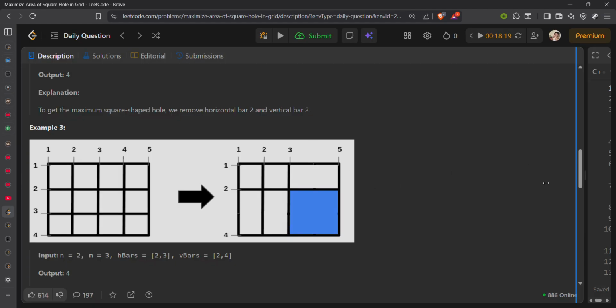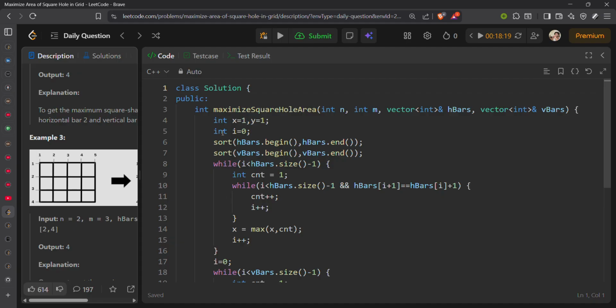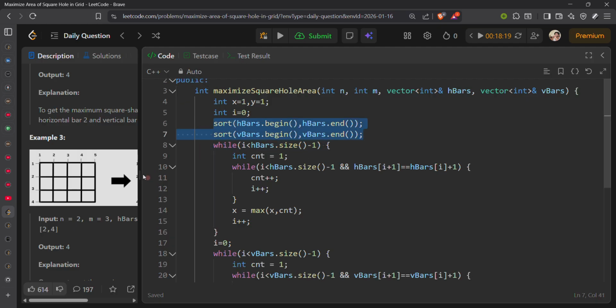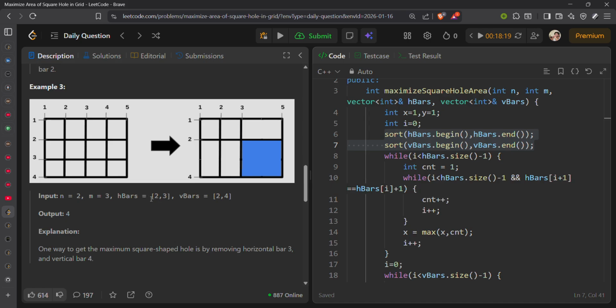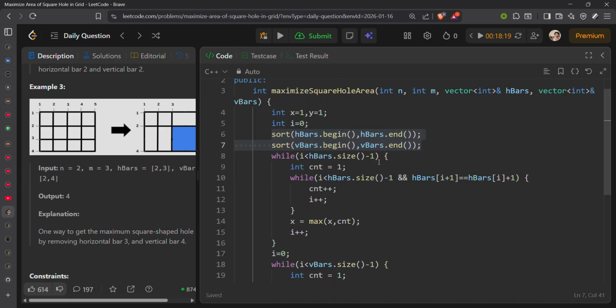Let me show you the code for this. We take int x equals 1, y equals 1, and we have an iterator. Also, I forgot to mention, we have to sort both the bars, because what if instead of 2, 3, it is, let's assume, 2, 4, and then 3. In this order, they are not consecutive, but when we sort them, 2, 3, 4, they are consecutive. That's why we have to sort both of them.